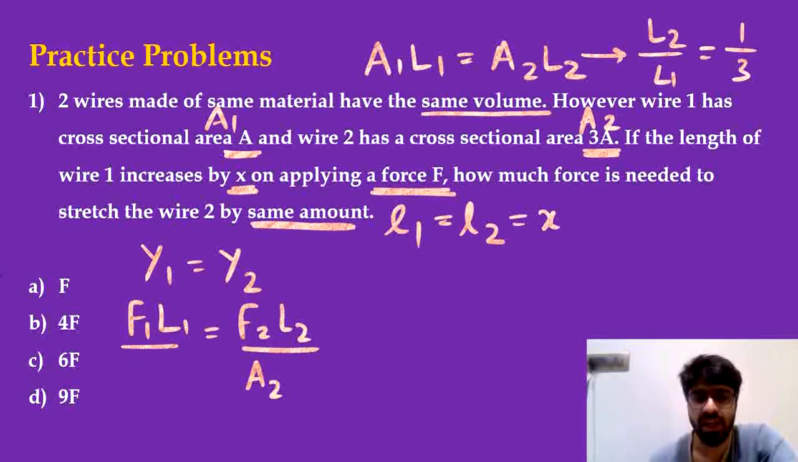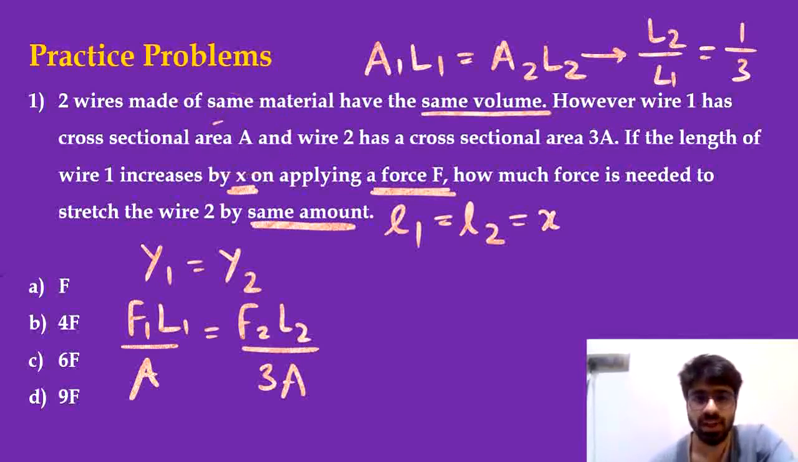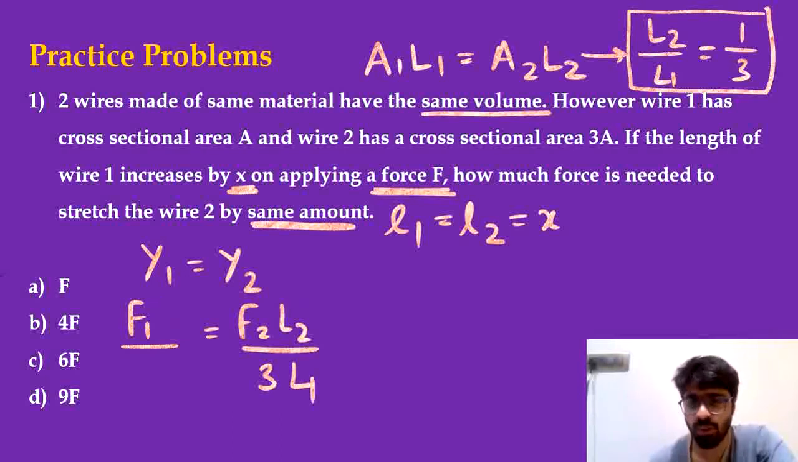I can put A1 as A and I can put A2 as 3A because that has been given to me in the question itself. Having put A1 and A2 as A and 3A, we can cancel off the A in the denominator of the left and the A in the denominator of the right, which will leave us with a 3 in the denominator of the right hand side. We can also put L2 upon L1 as 1 upon 3. L2 is right here. I can take that L1 from the left hand side and bring it into the denominator of L2. L2 upon L1, we know, is 1 upon 3.